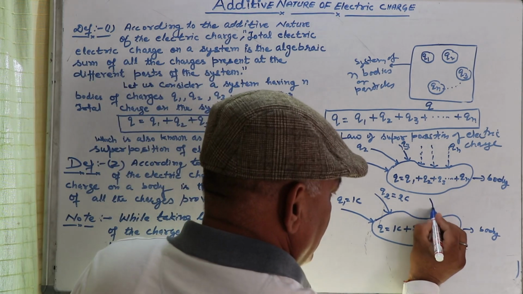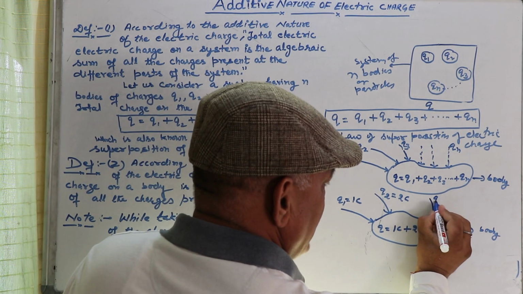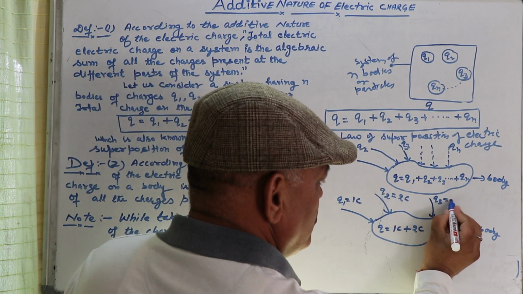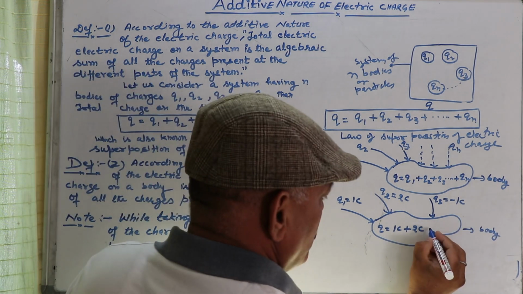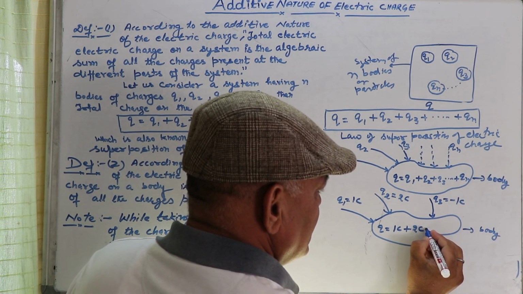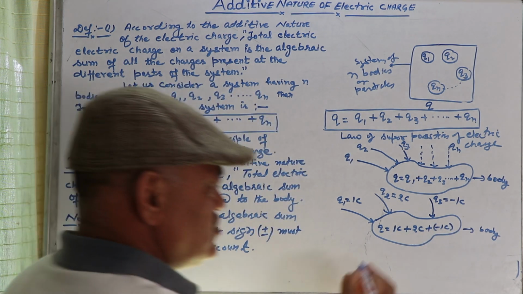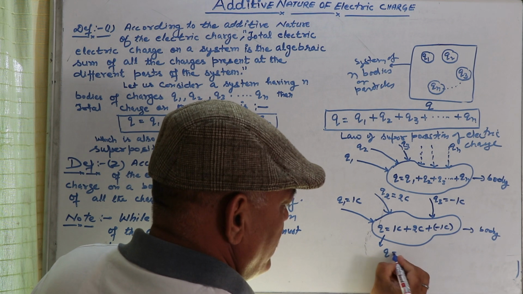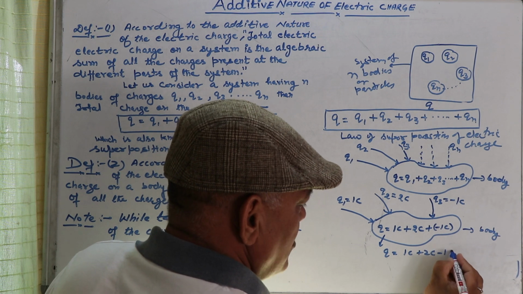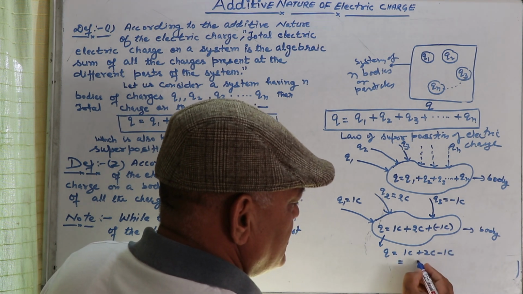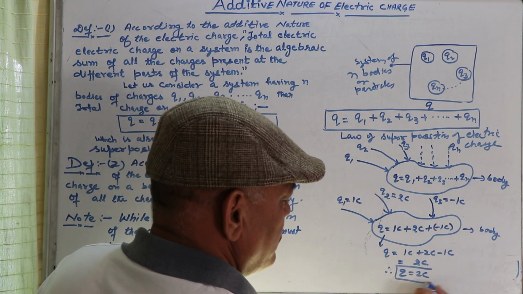Now the third time we again give some charge to this body. At this time we will give it Q3 charge, which is equal to minus 1 coulomb. So the total charge Q will be equal to 1 coulomb plus 2 coulomb minus 1 coulomb, that is 2 coulomb. Therefore Q is equal to 2 coulomb.